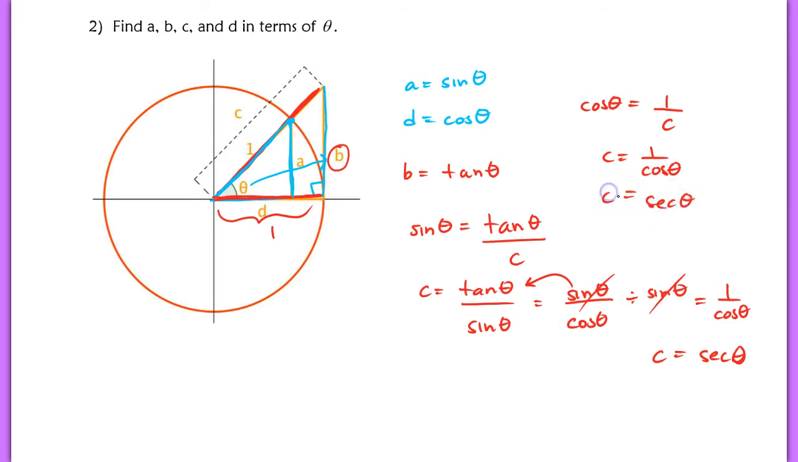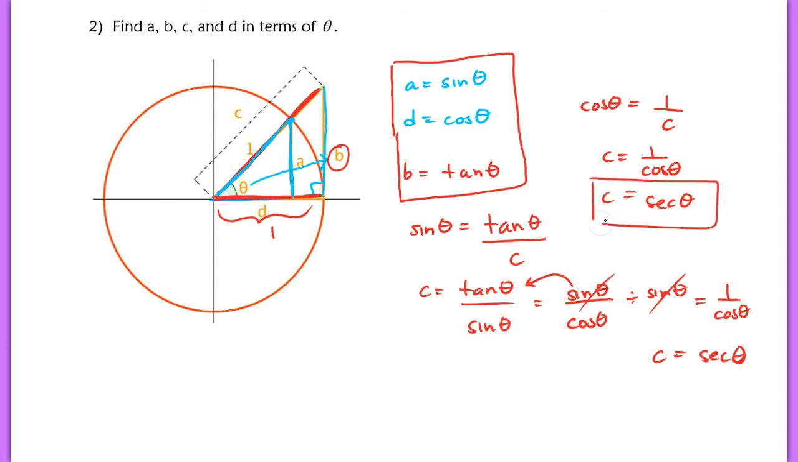So in either case, by defining these correctly, you'll arrive at the same definitions. So we have a equals the sine of theta, d is the cosine of theta, b is the tangent of theta, and c is the secant of theta.